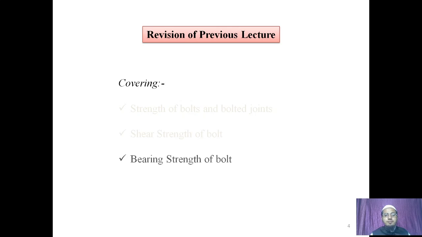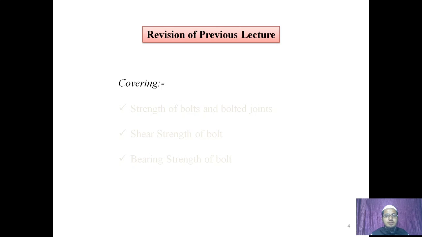Now what about the bearing strength? How to find it? We have already discussed it in the previous session. Yes, again you are right. Bearing strength of bolt is obtained as 2.5 times Kb into d into t into Fu, where Kb is the bearing coefficient, which depends on edge distance, end distance and pitch distance, as we have already seen.